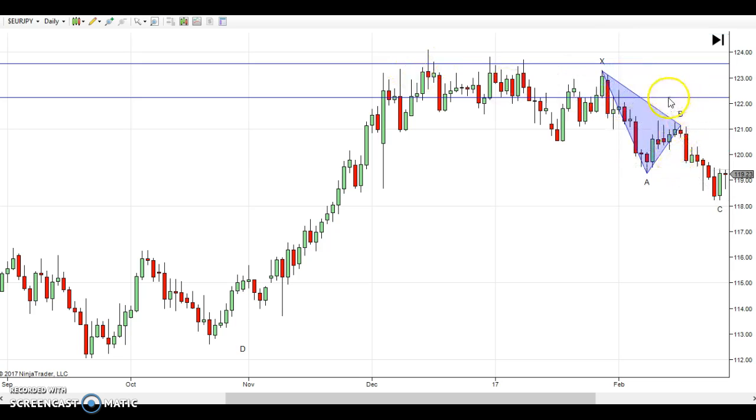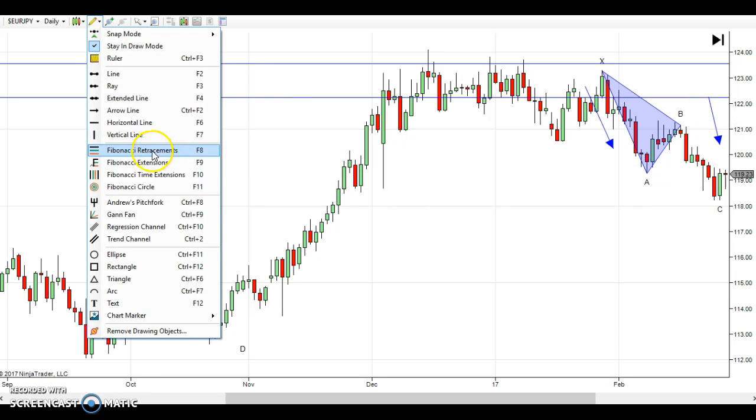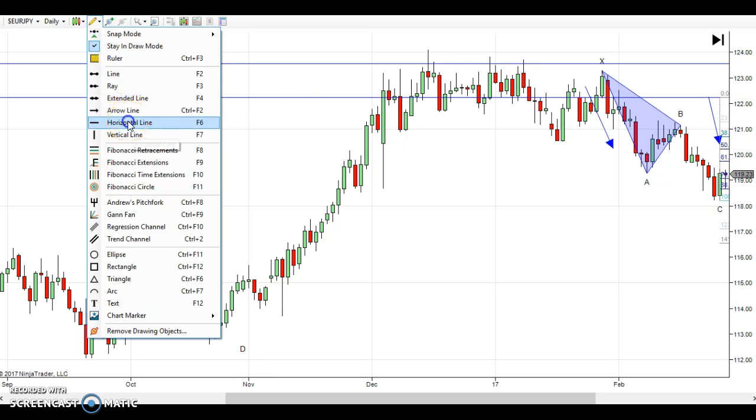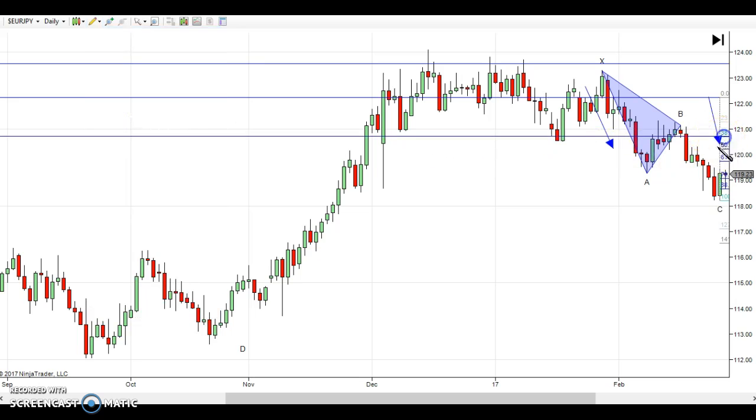And we're going to enter as soon as it touches this blue line in the same direction of our impulse leg. Bearish, so we'll want to go bearish here. We'll also be shooting for a 38.2% retracement of this whole move from C to D. Here's the 38.2, so we'll be shooting for a target here. All right, let's roll forward.